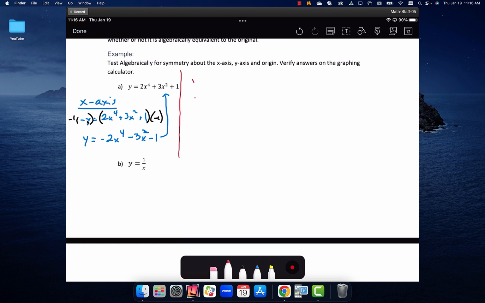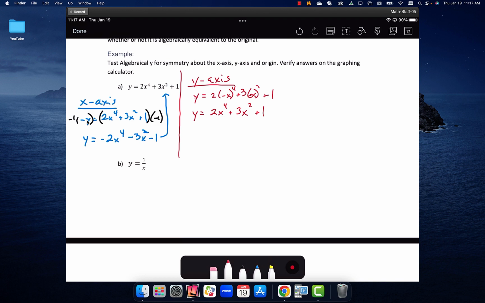Next, let's test for symmetry about the y-axis. To test for symmetry about the y-axis, we replace all of the x's with negative x. y is equal to 2 times negative x to the fourth plus 3 times negative x squared plus 1. And now we need to simplify. Negative x times negative x times negative x times negative x, or negative x to the fourth, is going to become positive. We have 4 negative signs. And then negative x squared, that becomes a positive x squared. So we have 3x squared plus 1.